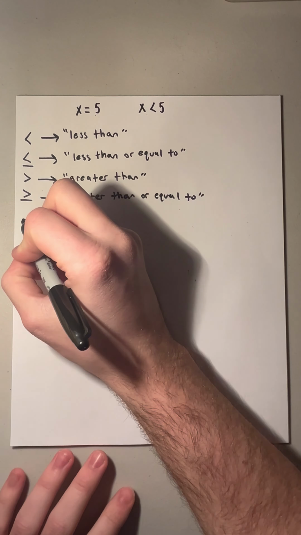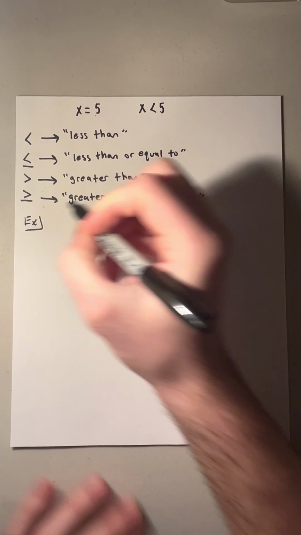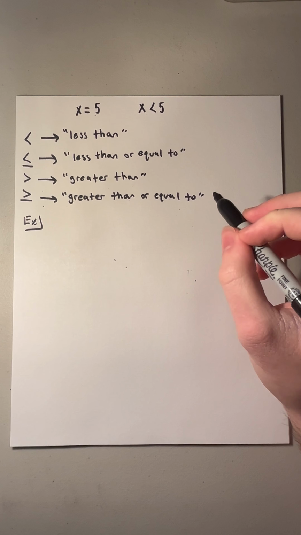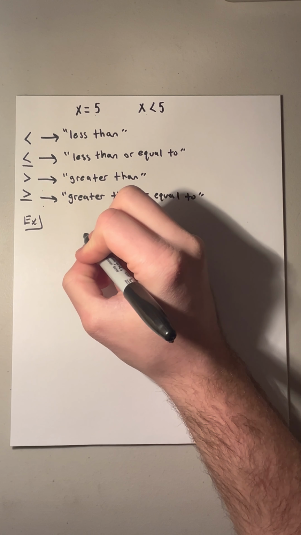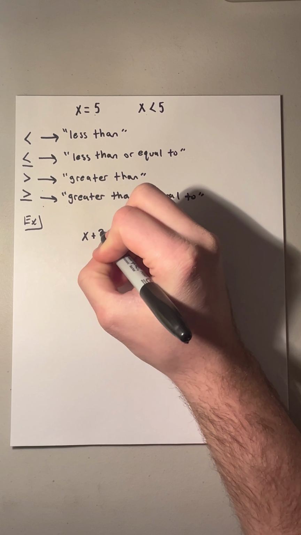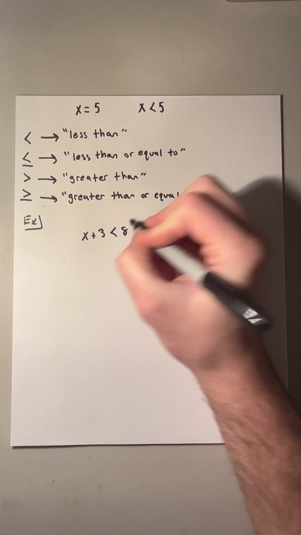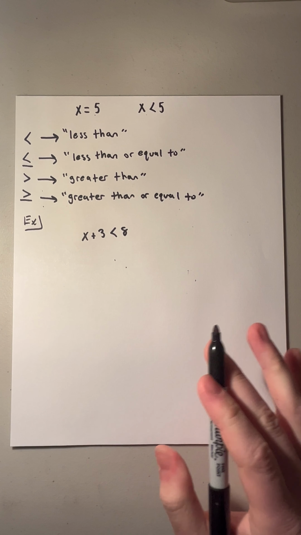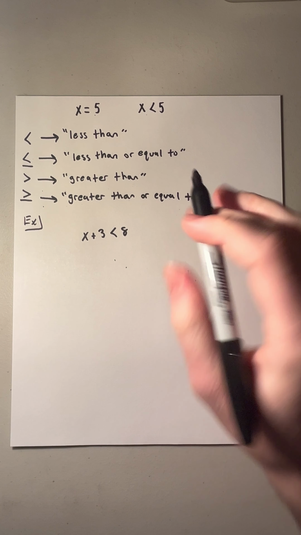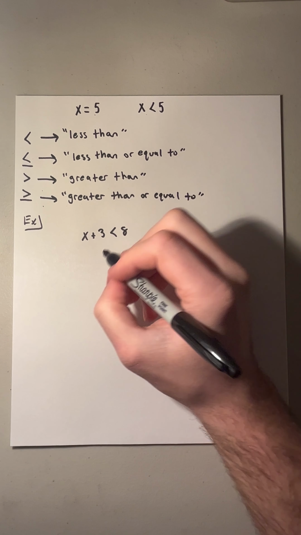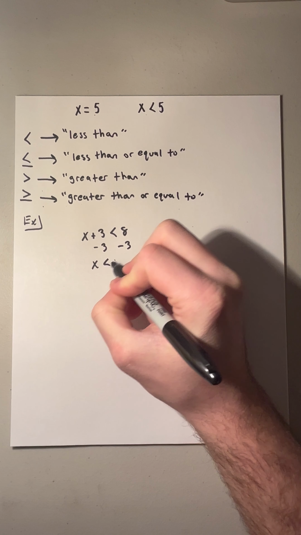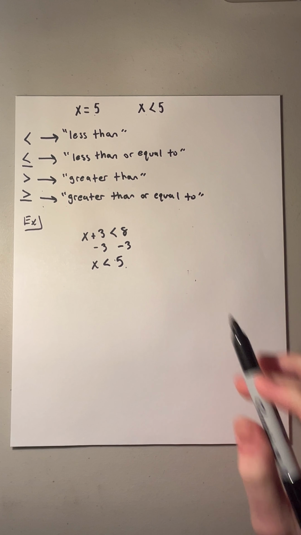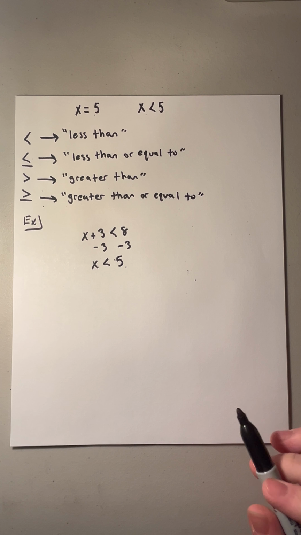And so with that, I want to look at an example, but not an absolute value yet, just a regular inequality example, and see how we can do with that. So let's say x plus 3 is less than 8. And so solving this is like solving any other equation for x. It's still arithmetically the same, if that's a word. Subtract 3 from both sides, and you get x is less than 5.